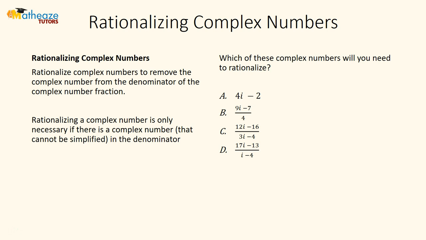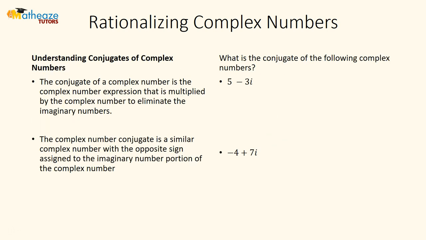So let's see, which of these do you think we need to rationalize? 4i minus 2, the denominator is 1. I don't care about rationalizing that. Now, 9i minus 7 over 4, the denominator is 4, so I shouldn't have to rationalize this. What about this? We examine the denominator here, we have a complex number, we need to rationalize this. And then we look at this over here and we have a complex number, we need to rationalize this.